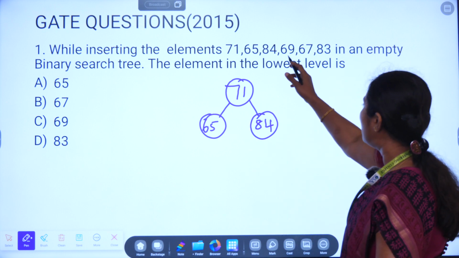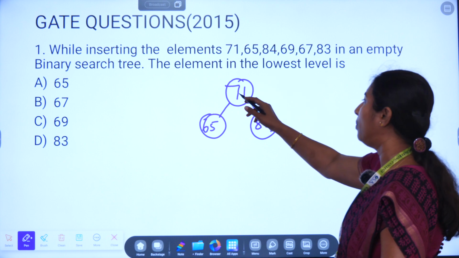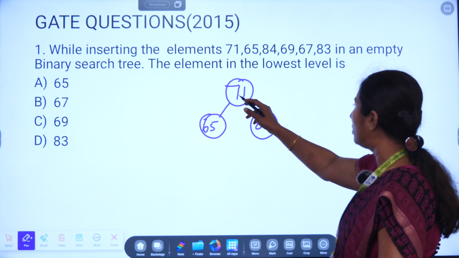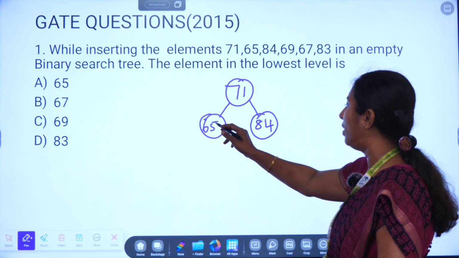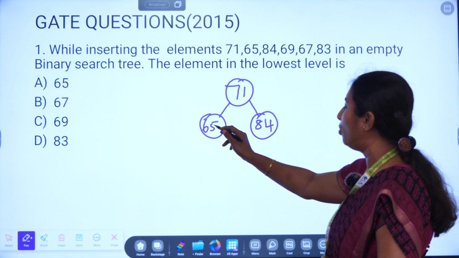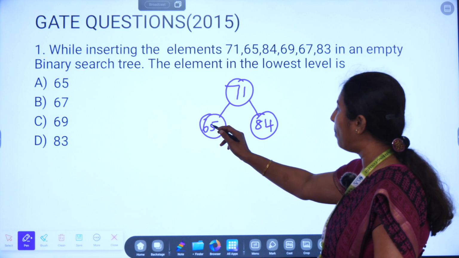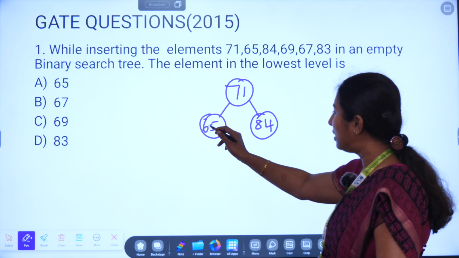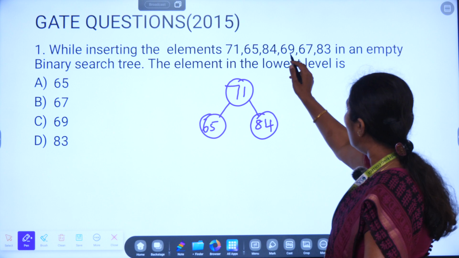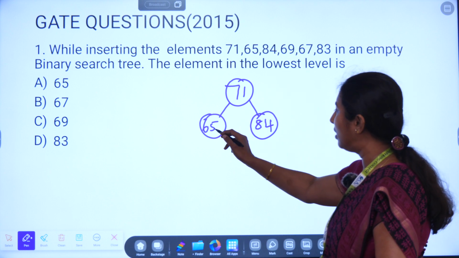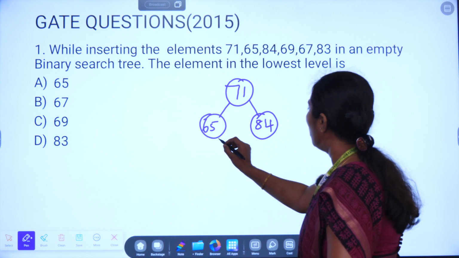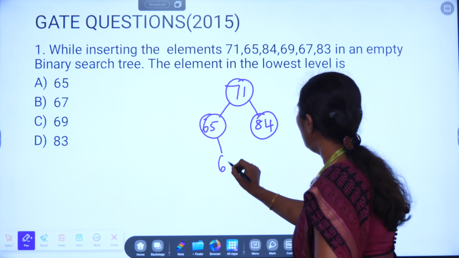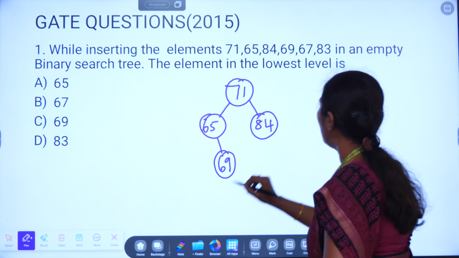Again the next element is 69. We should compare again with the root node. 69 is less than the root node, so it should come over here to the left. Again we are having a node over here, so we are going to compare with this particular node 65 and 69. 69 is greater than 65, so it should come over here on the right hand side. So 69 will come over here.